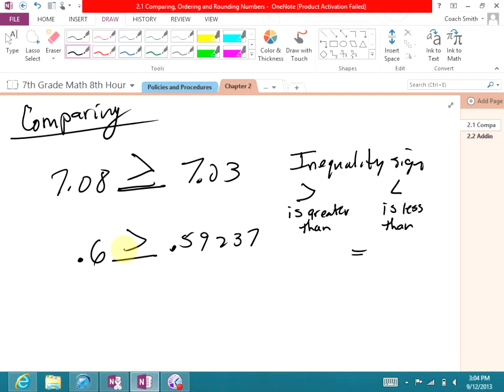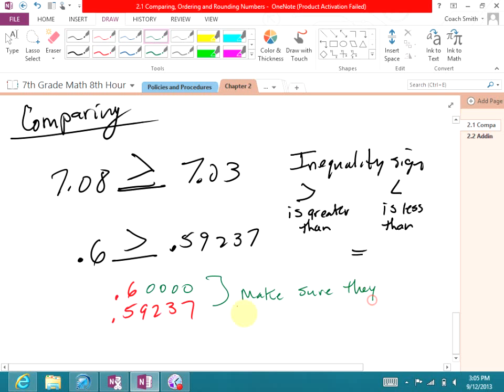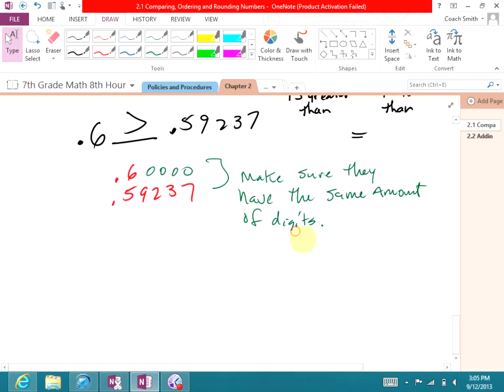The other way you can do it is stack them vertically and make them both have the same amount of digits. If you do that, 60,000 is a lot larger than 59,237. So that's one way to compare them: make sure they have the same amount of digits. Okay? All right, what about this one?